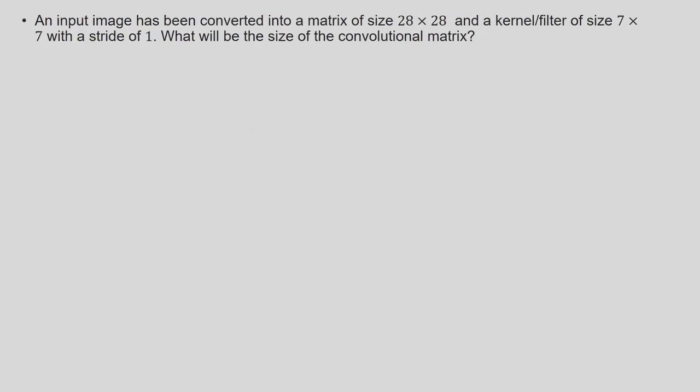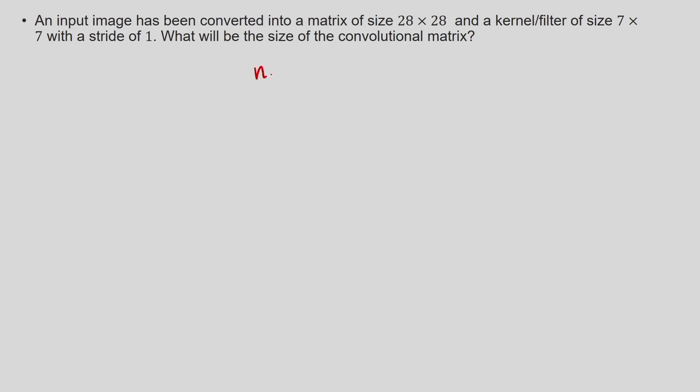An input image has been converted into a matrix of size 28x28 and a kernel or filter of size 7x7 is used with a stride of 1. What will be the size of the convolutional matrix? As you already know, a CNN can extract features from images and learn to recognize patterns. Here the size of the matrix is given as 28x28.